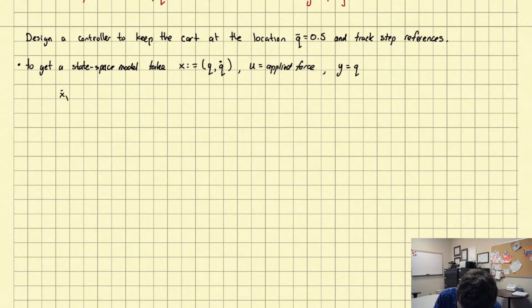So we get that x1 dot equals x2, and x2 dot equals... I'm just literally rewriting the equation that we had above. Okay, so remember, x2 dot is q double dot, and q double dot comes from the equation above.